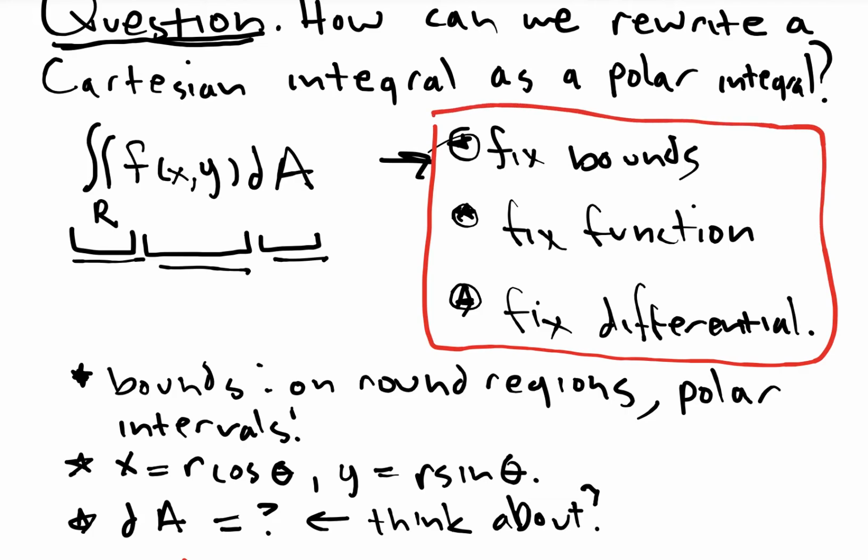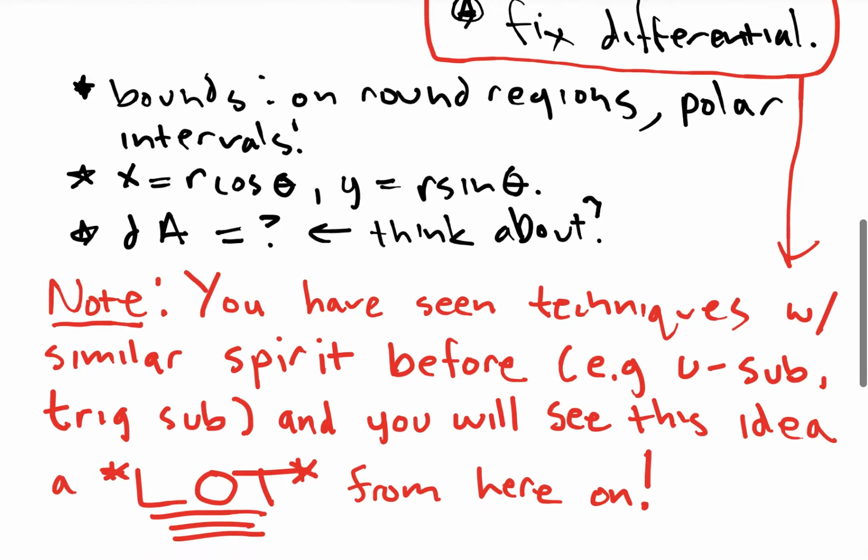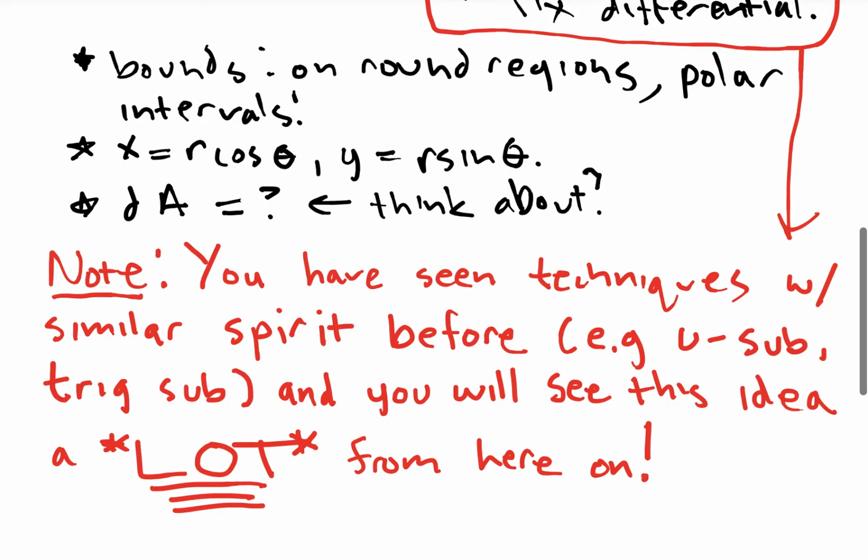This idea where I've got this triplet of fixing my bounds, fixing my function, and fixing my differential is actually an idea that you've seen before. Maybe not explicitly in the same manner that we're using it right now, but you have seen techniques where you have to change your bounds and your function and your differential over. We did this in Calculus 1 and Calculus 2.